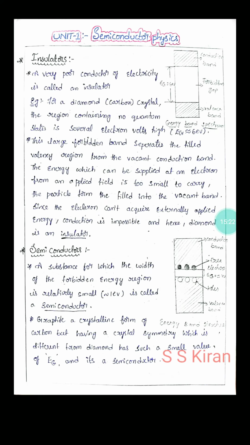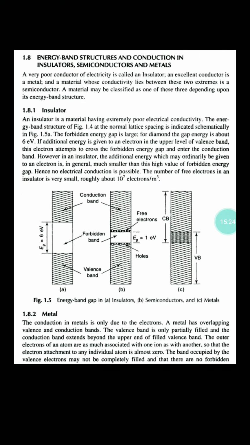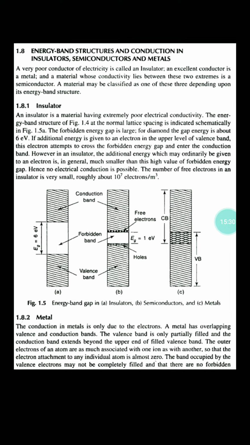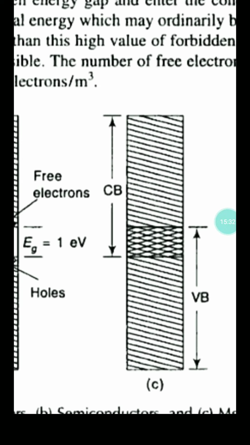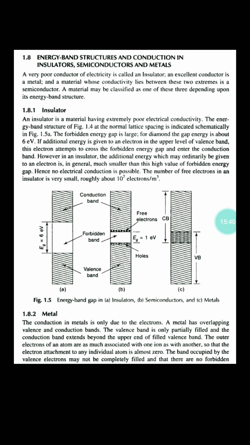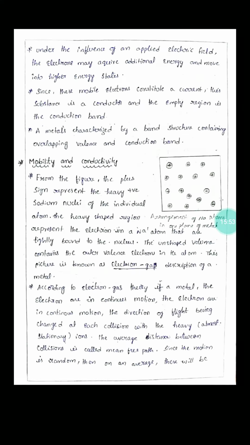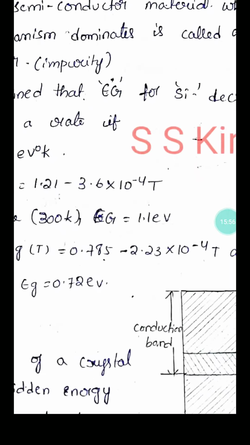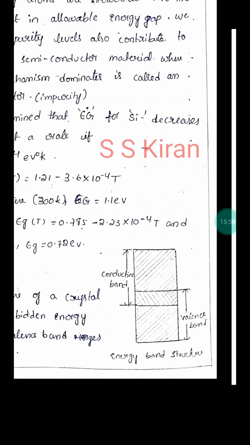Now what about a metal? Just now I informed you a metal is an excellent conductor. In a metal, the forbidden gap is absent and the valence band and conduction band are overlapping. So there is no energy gap between the valence band and conduction band in metals. The number of free electrons is equal to 10 to the power of 28 electrons per meter cube. See here, in the metal, the energy bands overlap.